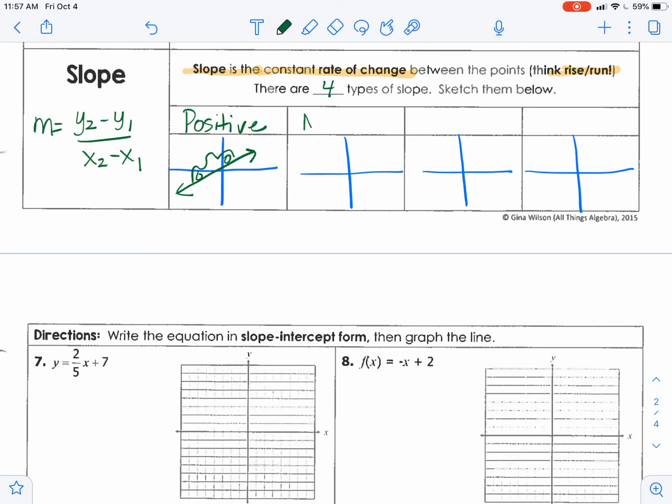Our next one is negative. And again, what that would be referring to would be, of course, going down the hill. Okay, and that would be a negative slope.